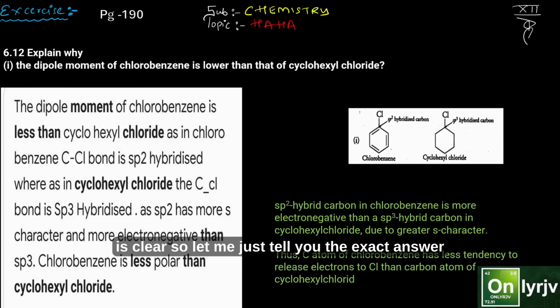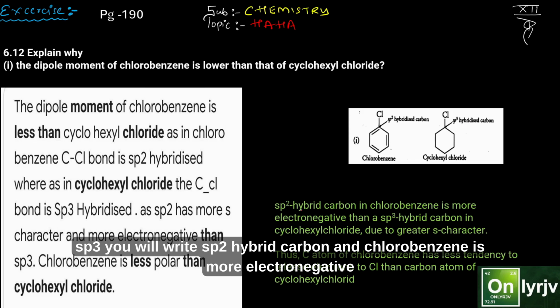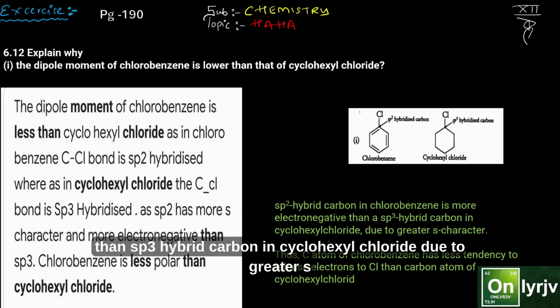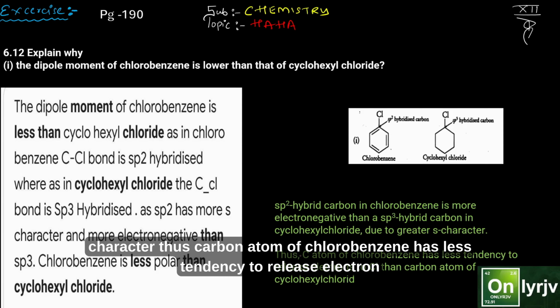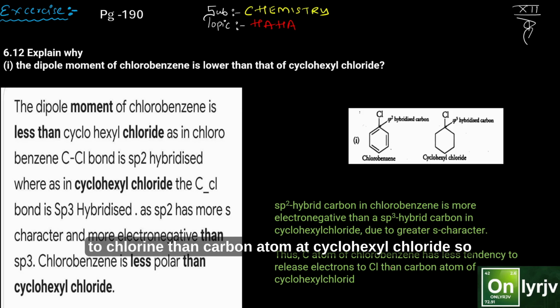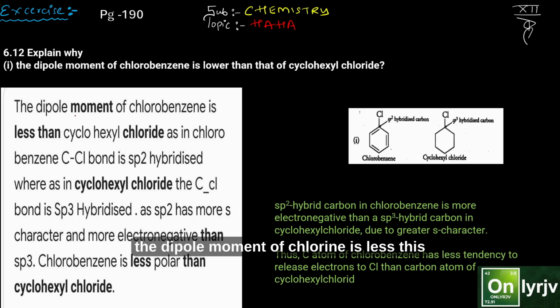Let me tell you the exact answer that you will write. You will draw this structure, sp2 and sp3. You will write: sp2 hybrid carbon in chlorobenzene is more electronegative than sp3 hybrid carbon in cyclohexyl chloride due to greater s character. Thus, the carbon atom of chlorobenzene has less tendency to release electrons to chlorine than the carbon atom of cyclohexyl chloride. So the dipole moment of chlorobenzene is less, and chlorobenzene is less polar than the second. So this is your ideal answer. I hope you understood the first one.